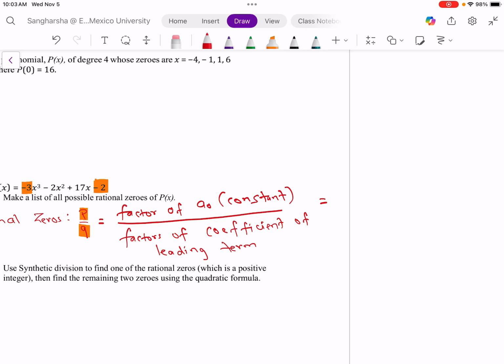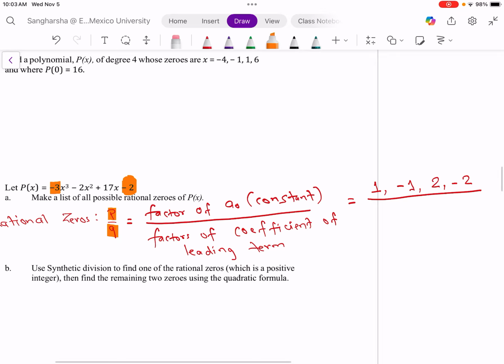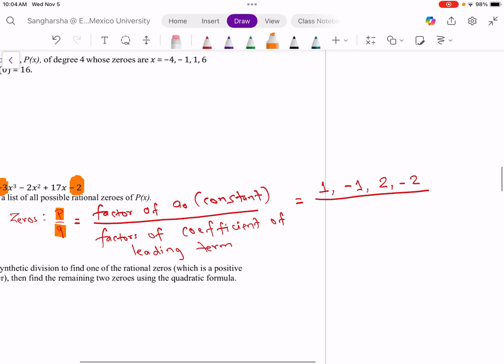So we are listing every number that divides negative 2. So what do you think? What are the numbers that divide negative 2? Positive 1, negative 1, positive 2, negative 2. Right? This is divided by our q. Q is the factor of the coefficient of the leading term. So negative 3 is the coefficient of the leading term, and now we make a list of every number that divides negative 3.